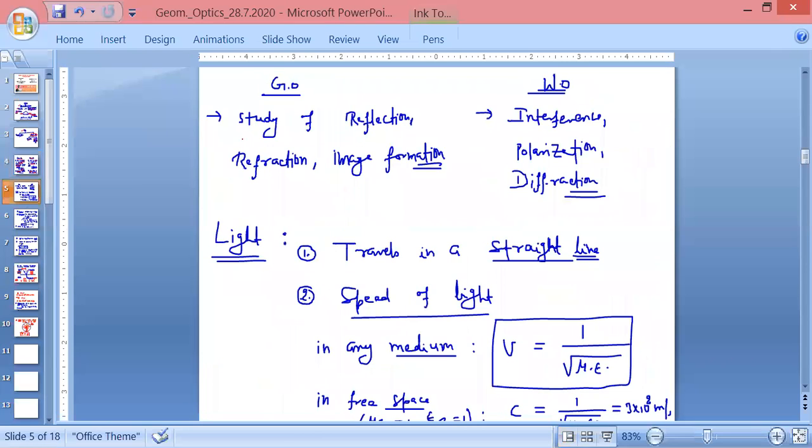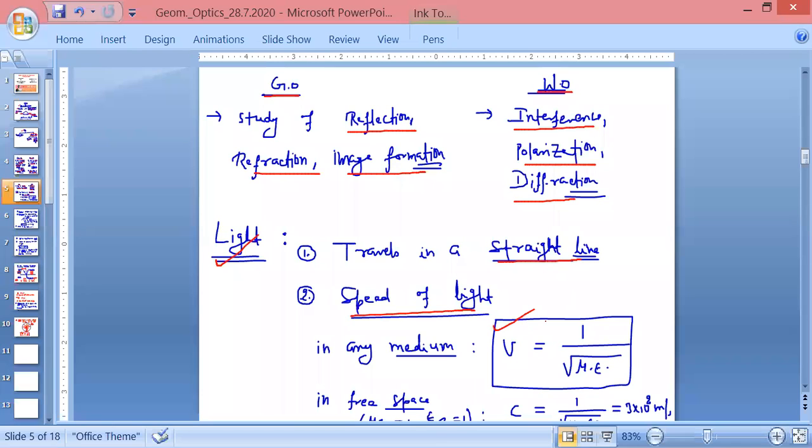Then we have seen what geometrical optics is. In case of geometrical optics, we study reflection and image formation, and in case of wave optics, we study interference, polarization, diffraction. Okay. So before getting into the detail of optics, we should know some important points about light. The first point is that light travels in a straight line, meaning the advancement of energy will be in a straight line.